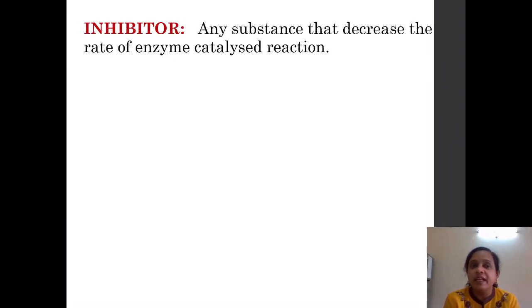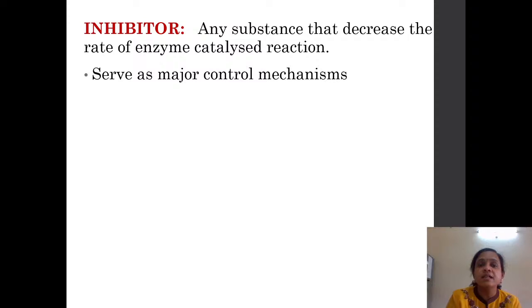If we define the word inhibitor, inhibitors are any substances that decrease the rate of enzyme catalyzed reactions. Sometimes they decrease it, and sometimes they completely stop the enzyme catalyzed reaction. So that is what we call inhibitors. They serve as a major control mechanism because though enzymes are very good, for everything a control is very much required. These are very important to control the mechanism of action of any enzymes.